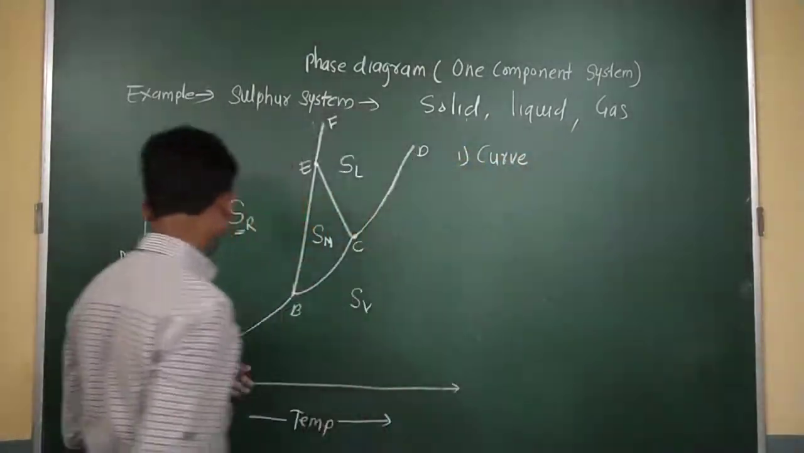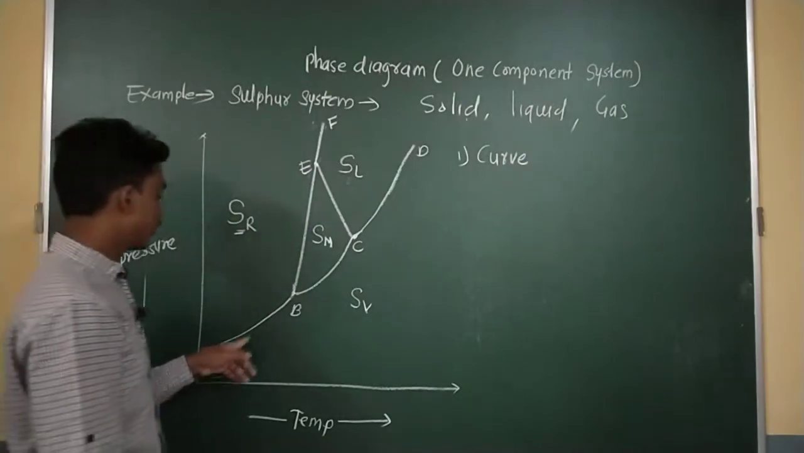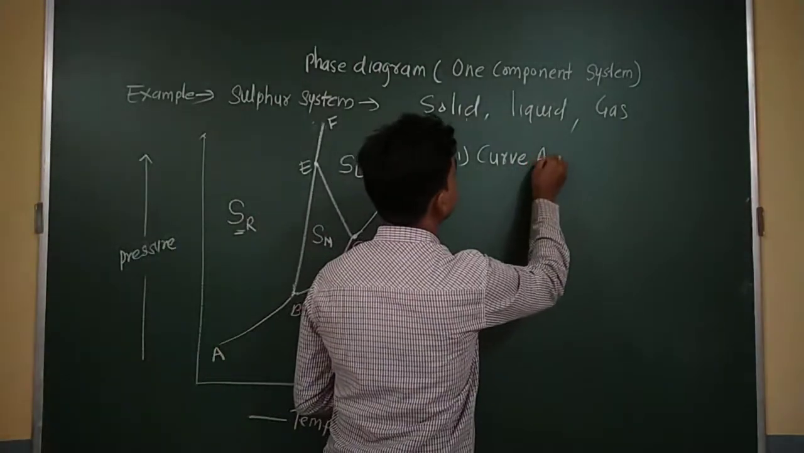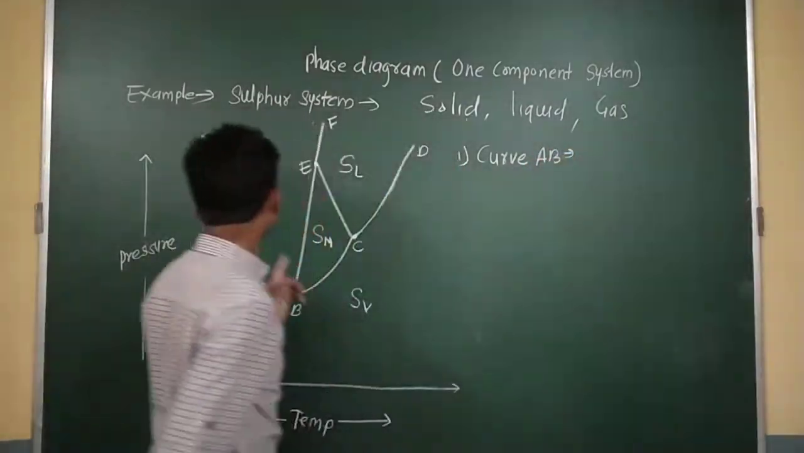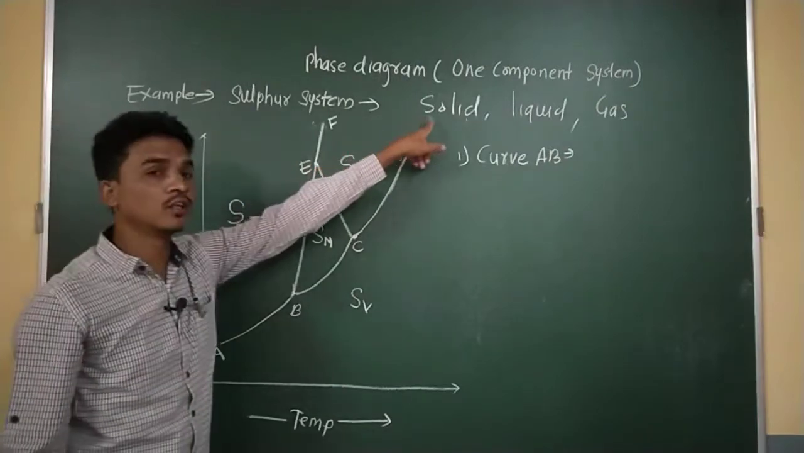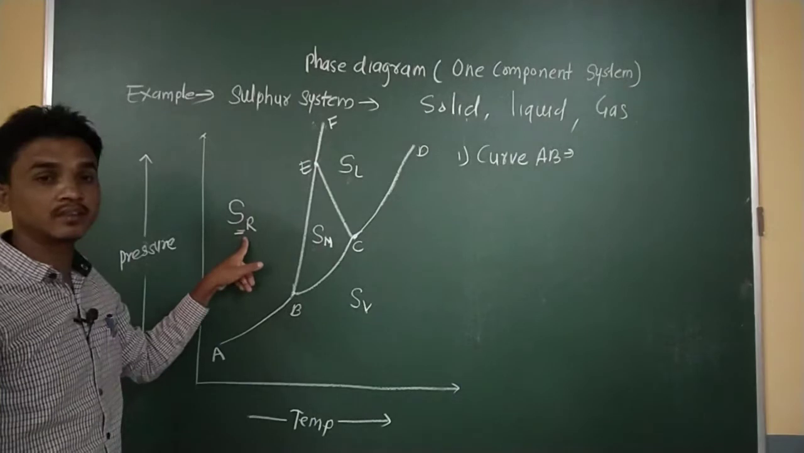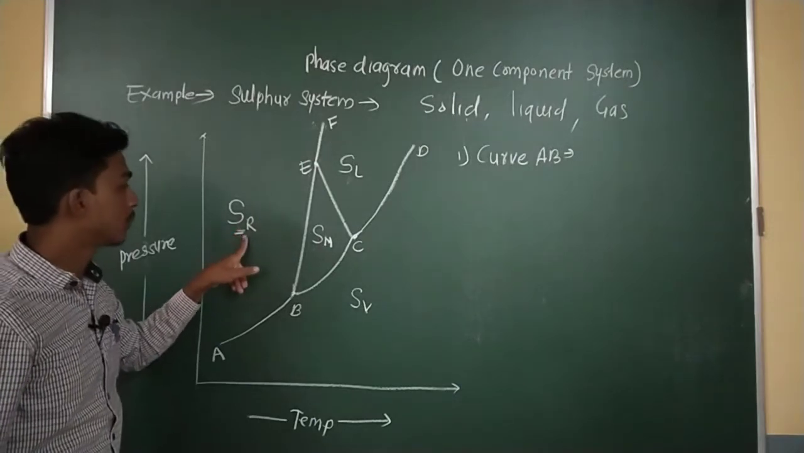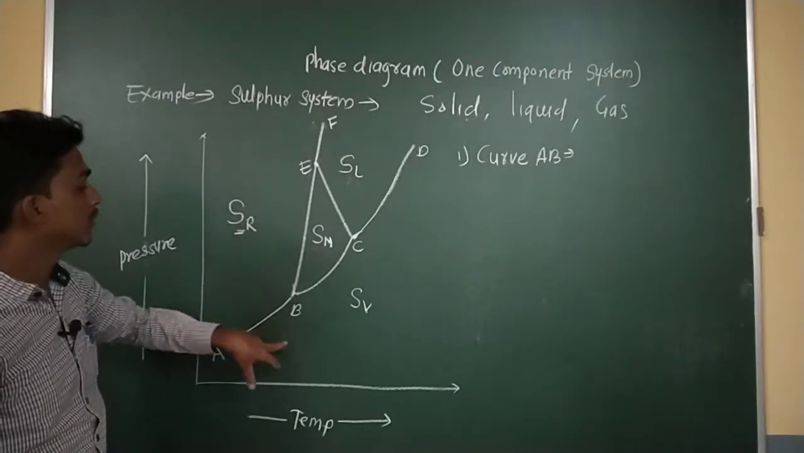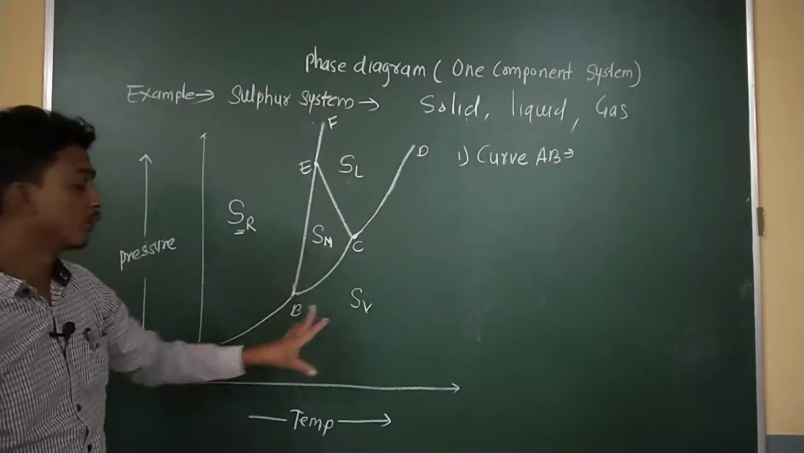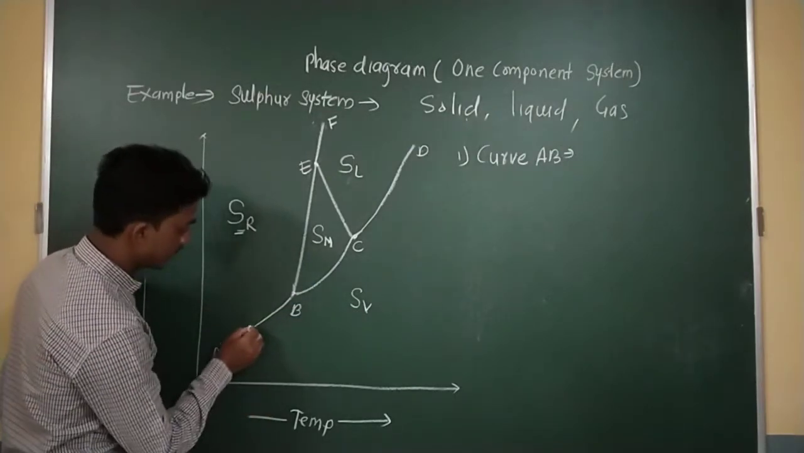The first curve that I have selected is curve A to B. What does it indicate? This is sulfur in a solid form, but what type of crystal? Rhombic crystals. Rhombic crystals are in equilibrium with what? Sulfur in a vapor state.